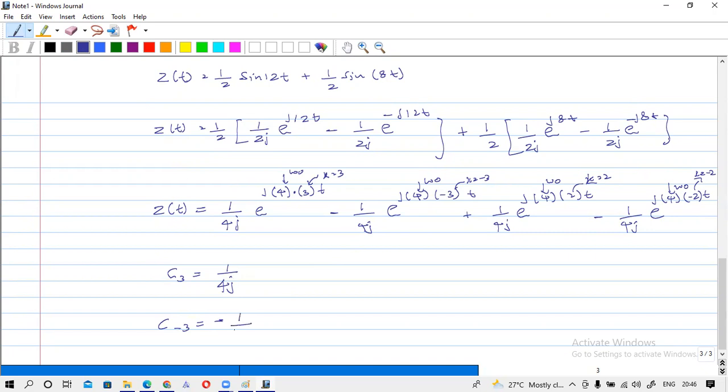So these will be the coefficients. The coefficient C3 is minus 1 by 4j. Here k is 2, that means I have C2, and it will be 1 by 4j. And here k is minus 2, that means I have C minus 2, and the coefficient is minus 1 by 4j. So we have found the coefficients also. Actually, if you have written up to this level, you can get the full mark. No need to write these terms.